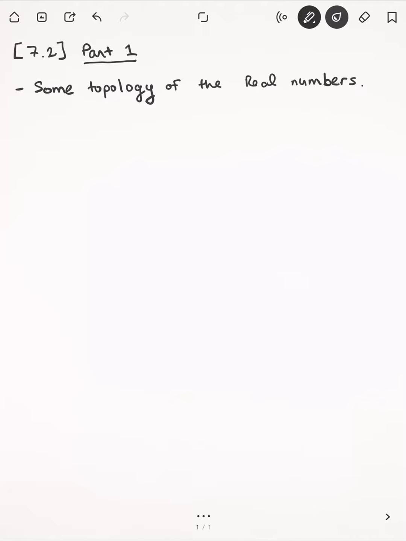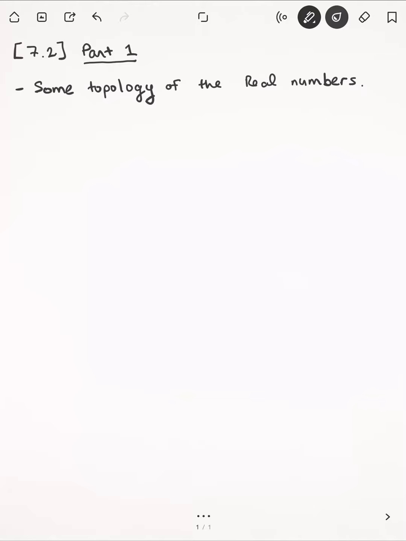In the previous lecture, we talked about the completeness of the real numbers and what that actually means, and how even though both the real numbers and the rational numbers are ordered fields, only the real numbers can be considered as complete ordered fields because of some of the properties we discussed in section 7.1.